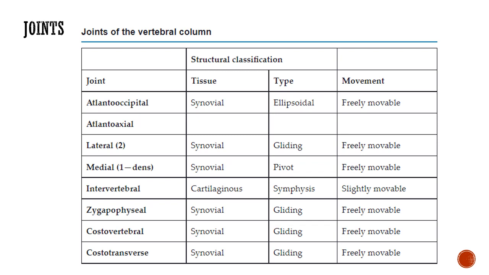Taking a look at our joints, there are certainly ones that are important. We need to know that the atlanto-occipital joint is the one between the atlas and the occipital bone. It is an ellipsoidal joint. The atlantoaxial joint on the lateral masses is gliding, but where the dens is, it is a pivot joint. The intervertebral joints, which are between the vertebrae, are cartilaginous. They're symphysis joints. And then the zygapophyseal, costovertebral, and costotransverse joints are all gliding joints.